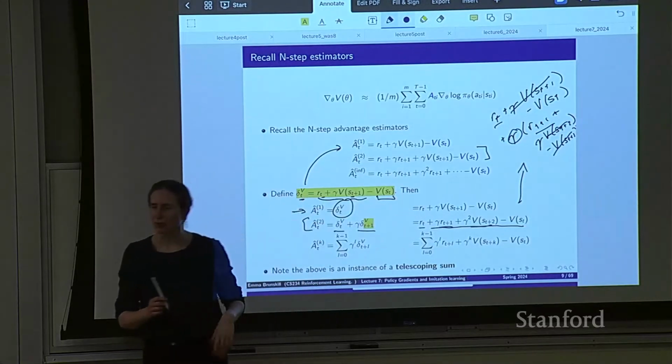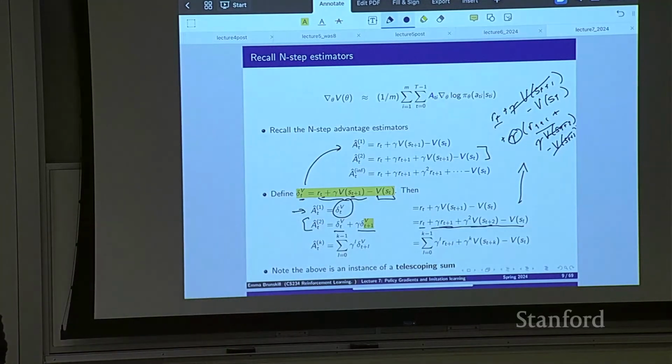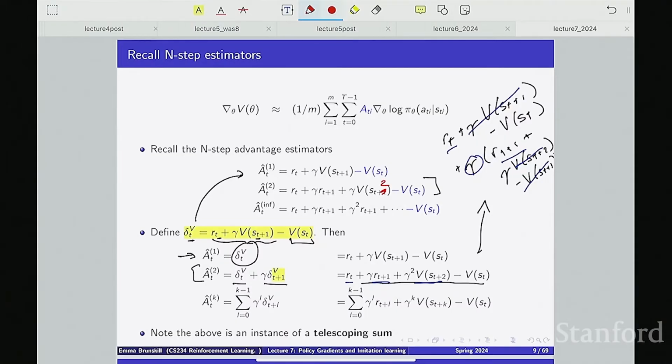Oh, yeah, thanks. So there's a typo there. That might be the question. Let me just highlight that. So this should be T. In general, we're always bootstrapping with the final time step. Thanks for catching that.